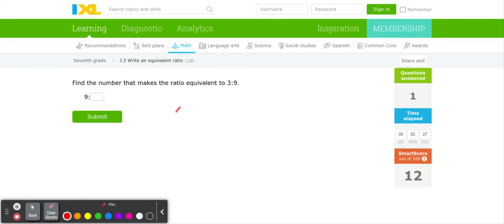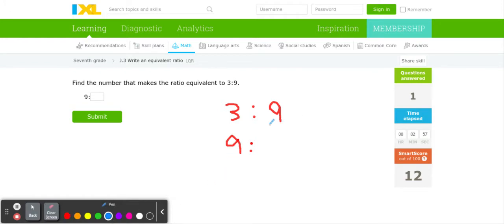Find the number that makes the ratio equivalent to 3 to 9. Now we're going to do it a little different way, and we're going to actually go the cross multiplying way. Now the cross multiplying way is basically the same thing, and if you have been watching my past videos, especially the one about how to identify equivalent ratios, you would know what cross multiplying is.